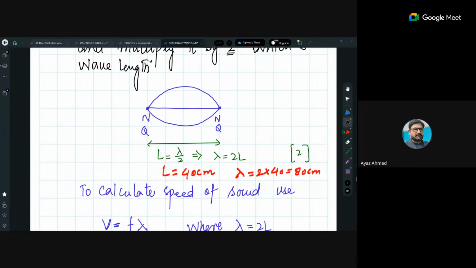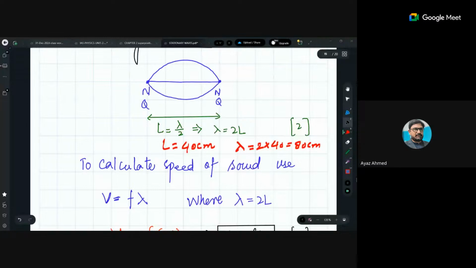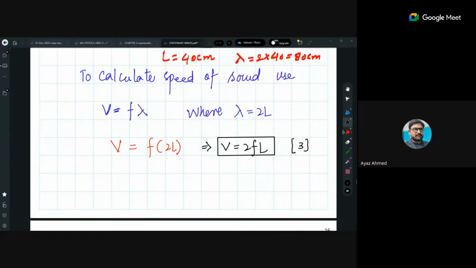Okay, now to calculate the speed of sound, this is a 3 marks question. Here I told you that this is a 2 marks question just to calculate the wavelength, but when the question asks you to calculate the speed of the wave, then you will be awarded 3 marks.